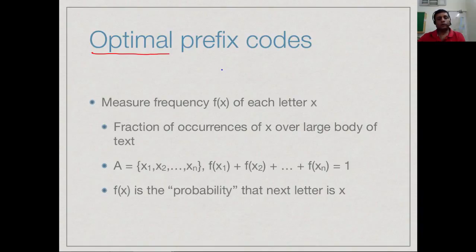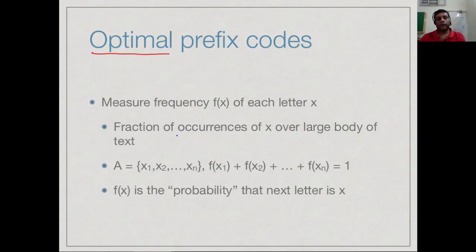Remember we said that our goal is to assign shorter codes to more frequent letters. So somehow we have to determine what are more frequent and less frequent letters. People have measured the frequency of the occurrence of each letter in different languages. So this is a very language specific thing. Something which is optimal for English may not work for French or any other, Spanish or something.